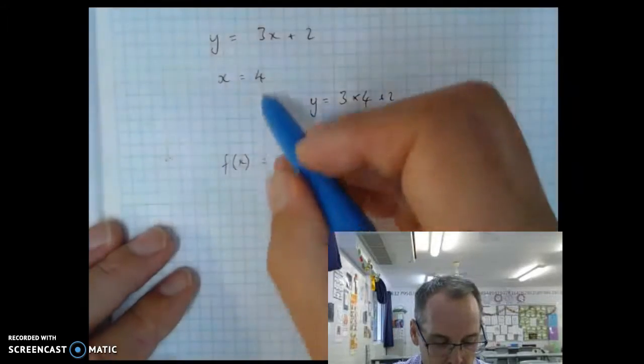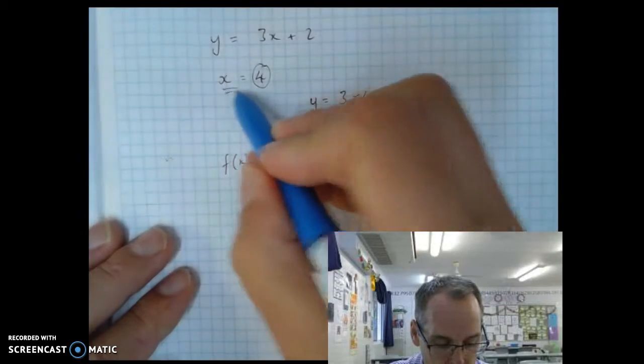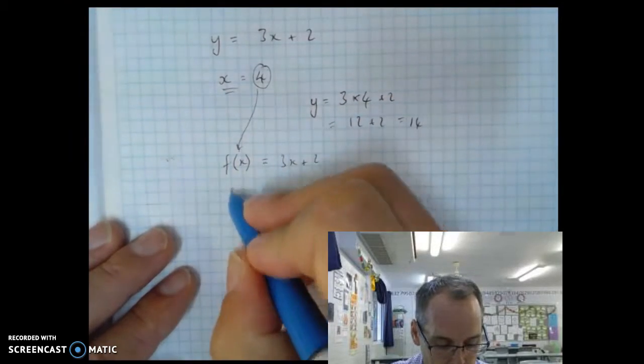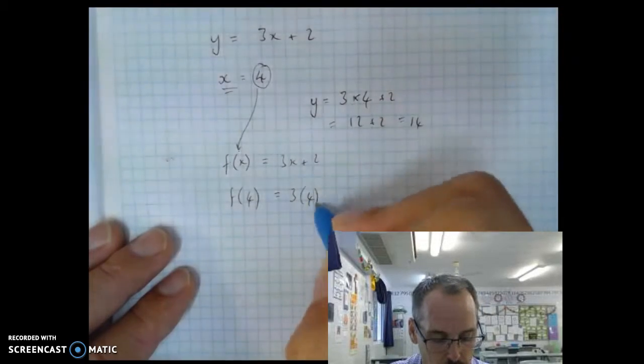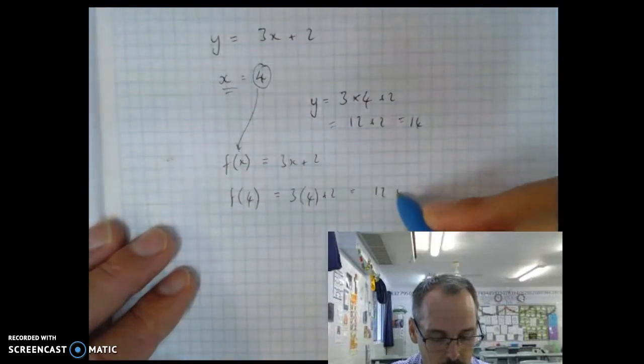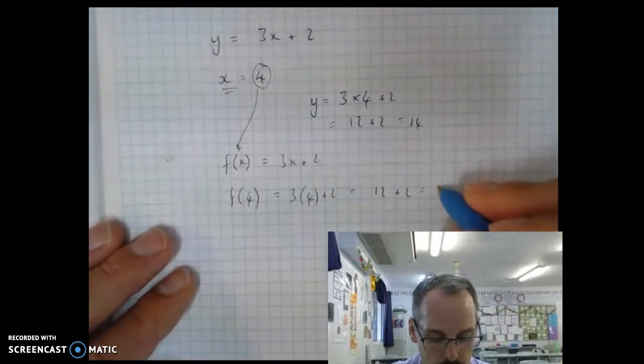So, in this situation, this same question, this 4 is what x is. We replace the x with 4. So it would be f of 4, and the same thing would follow through. 12 plus 2 equals 14.